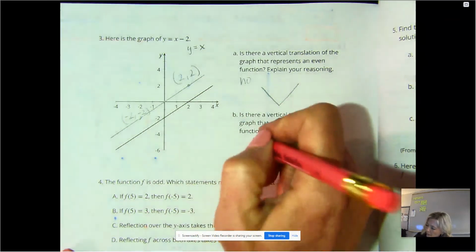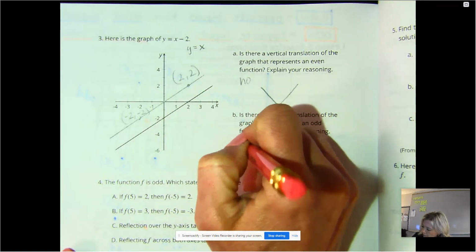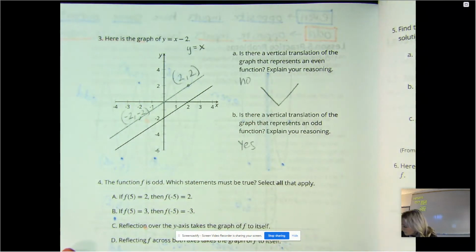So for part B, I would say yes. And then what would I do? I would translate the function up 2 places.